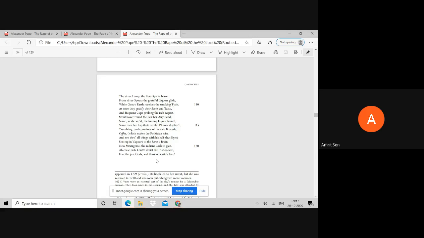"And frequent cups prolong the rich repast." The rich repast, it's the aristocratic world of leisure where you could drink tea and not work. "Straight over round the fair her airy band, some as she sipped the fuming liquor fanned." So once again, the imaginative sylphs, fanning the liquor, as it were, the tea so that it becomes cooler for Belinda. Pope is forever dissolving, you see, these mock heroic moments so that they create this comic, imaginative structure of little laughters, of smiles that we imaginatively think of these little sylphs as fanning the tea.